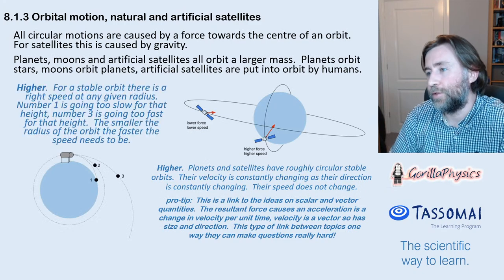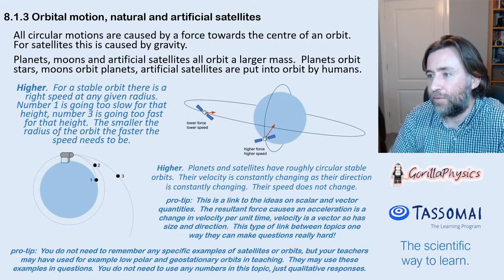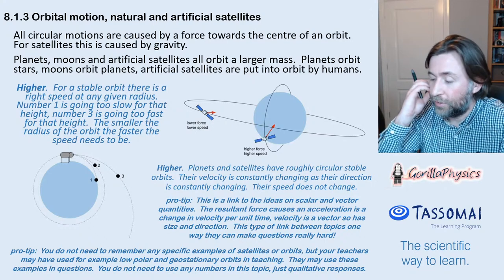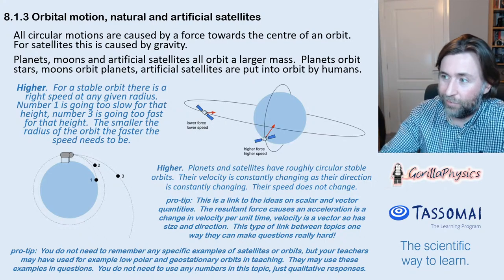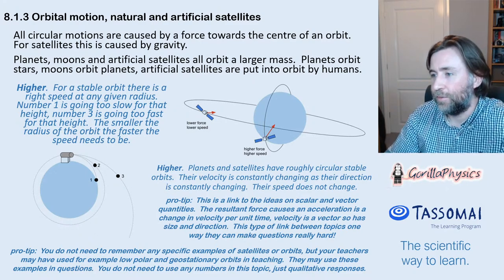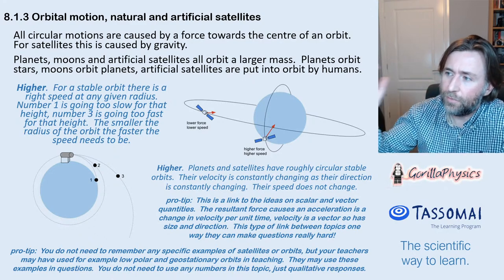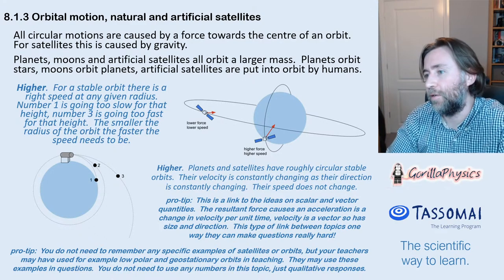Talking about orbital motion quickly and the different types of satellites that there are, we can have a satellite with a higher force because it's closer to Earth and therefore it's got a higher speed, or higher up in a geostationary orbit, that is going to be a lower force and a lower speed because it's higher up in its orbit.